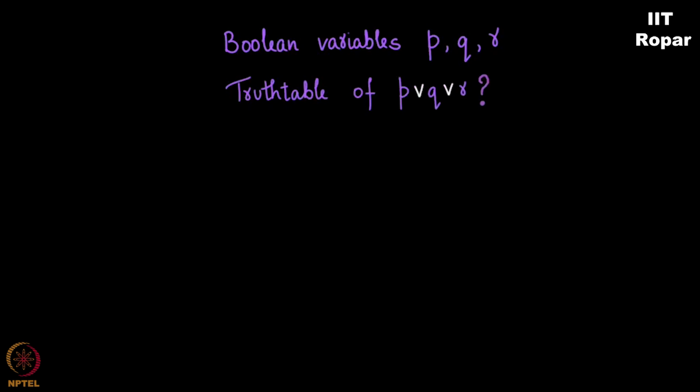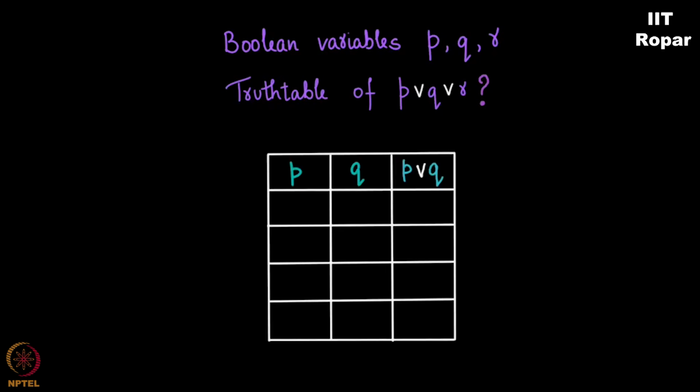Given the Boolean variables P, Q and R, how does the truth table of P or Q or R look like? How can you even construct it? You saw how to construct a truth table for two variables, right? It was very easy. Take simply two variables P and Q, assign P to be 0, Q to be 0, P to be 0, Q to be 1, 1, 0, 1, 1. Only 4 lines and you are through. You would have written all possibilities.